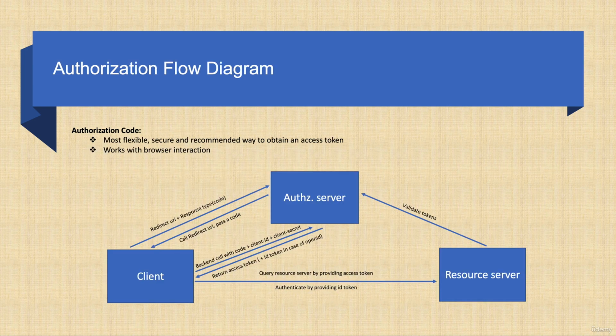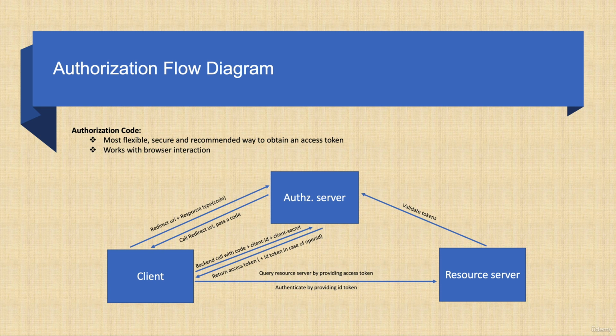Here is the diagram of authorization flow, which is the most flexible, secure and recommended way to obtain an access token, and it requires a browser interaction. As mentioned in the previous slide, in the end it requires a secure backend call to authorization server, and an authorization server returns an access token and also ID token in case of OpenID protocol. After this point, client can use this token to authenticate or authorize itself to resource server on behalf of the user and ask for resources.